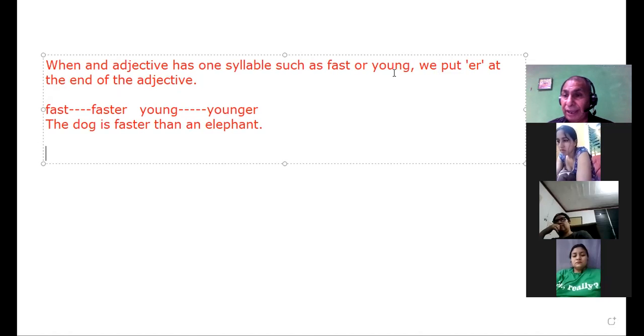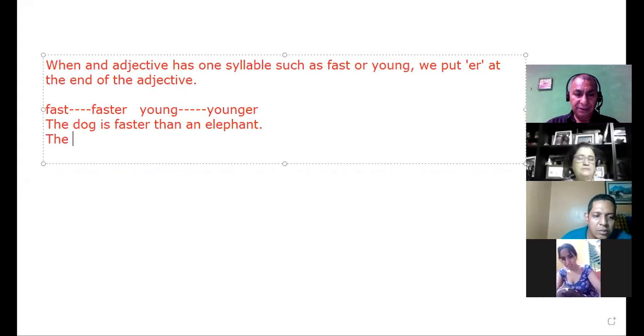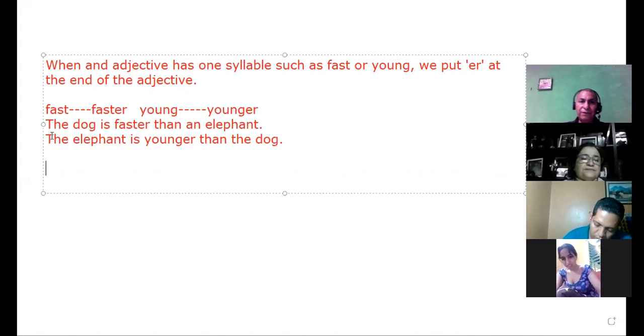What if I want to compare ages between the dog and the elephant? Maybe the dog is 2 years old and the elephant is 1 year old. How can I say that? Using young. The elephant is younger than the dog. Remember, younger than the dog. Yes, very good. So the elephant is younger than the dog. Very good, Yolanda.